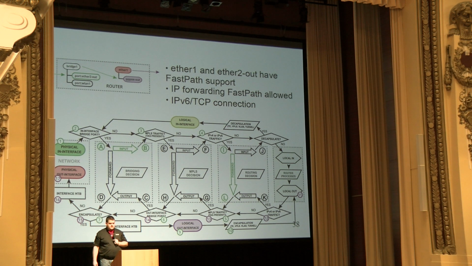Next example. So we have a bridge, and ether2 receives the packet, hits a bridge port, and then the packet leaves through the PPPoE client interface on ether1. Ether1 and ether2 have FastPath support. IP forwarding is enabled, has FastPath allowed, and this is an IP version 6 TCP connection. So who thinks that it will go the FastPath way? Please raise your hand. Okay, who thinks that it will not? Correct. And why?